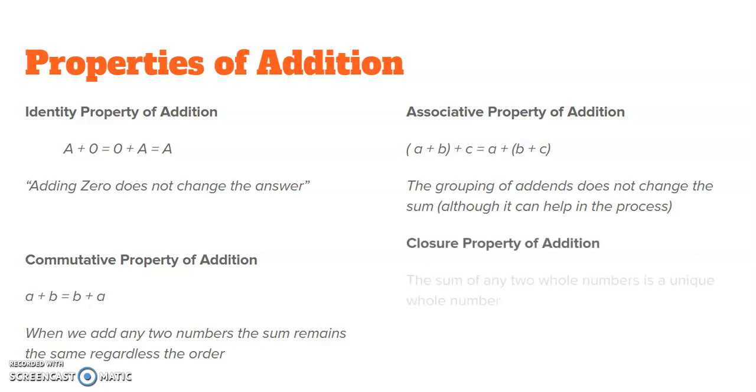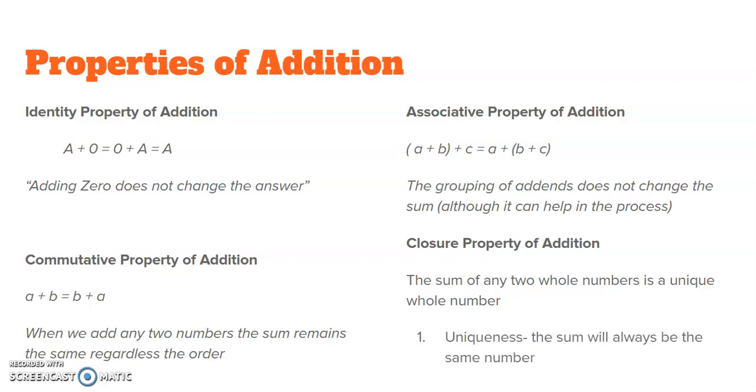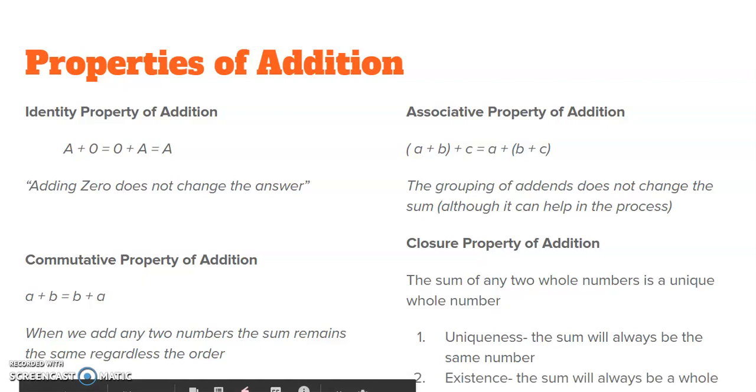And then we have the closure property of addition, which means the sum of any 2 whole numbers is a unique whole number. And by unique, we mean the sum will always be the same number. Then we have existence, which means the sum will always be a whole number.